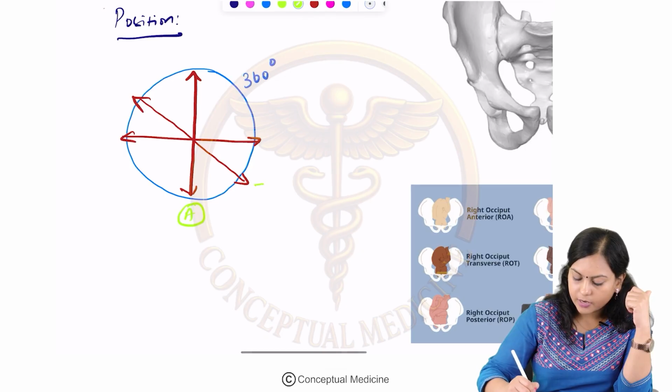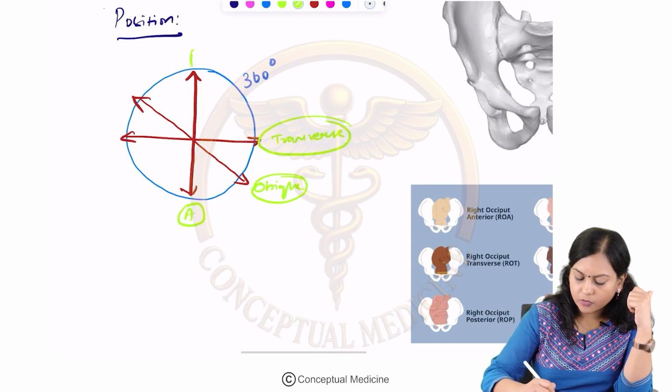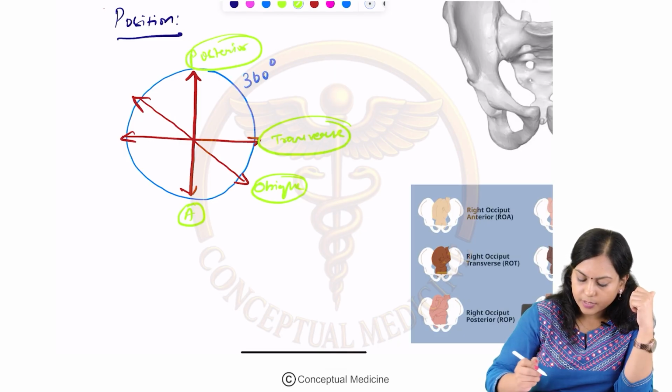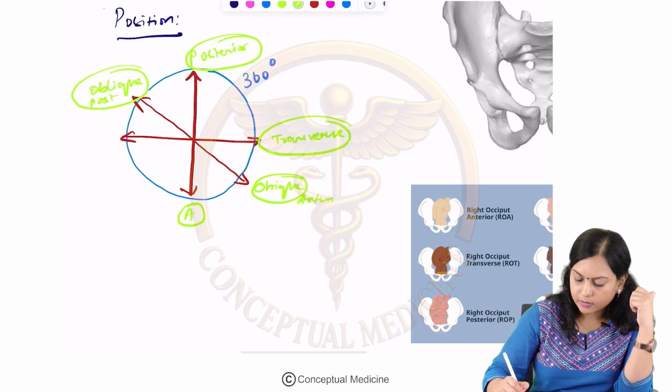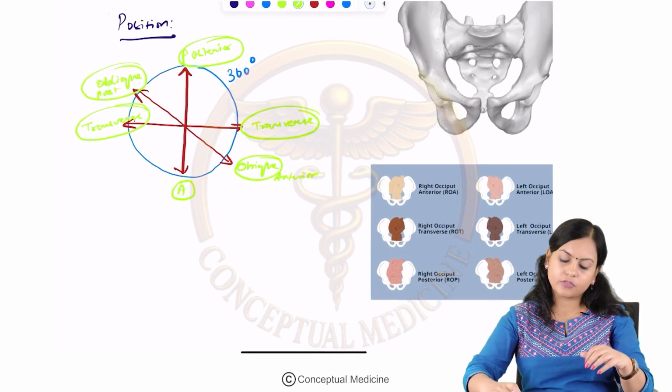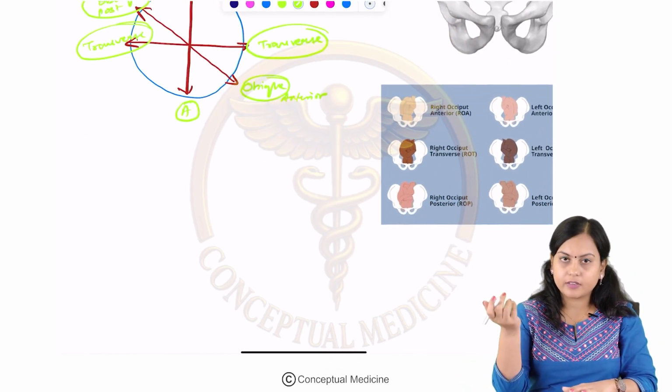This is oblique, this is transverse, this is going to be posterior, and this is going to be the oblique posterior. Yes, so this will be oblique anterior, and this is again going to be transverse. Okay. So define the position of the fetus.